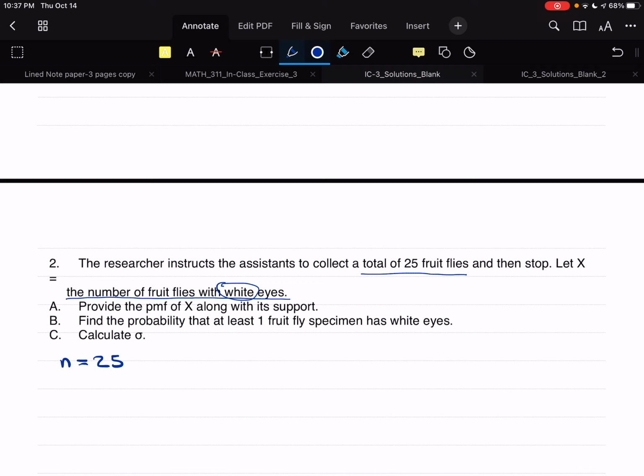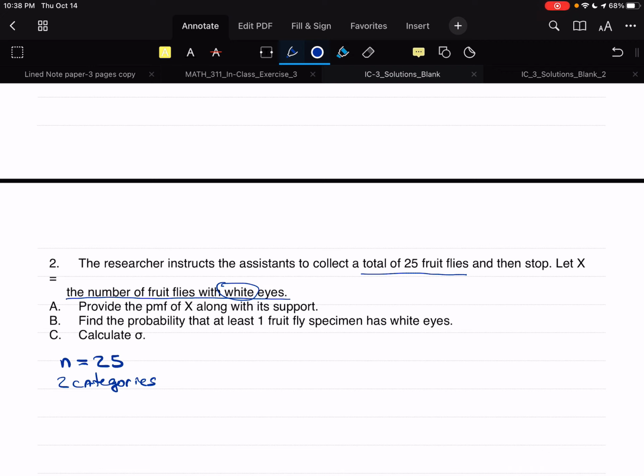Again, there are 2 categories. They are white eyes or red eyes. So again, these are Bernoulli trials. So we have a fixed number of n. We have 2 categories. Because we're only selecting 25 fruit flies out of a very large population, we can assume that even though we're doing this without replacement, these fruit flies are independent of each other by the 5% rule.